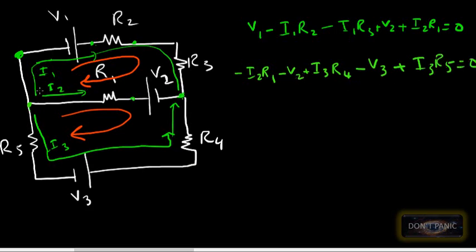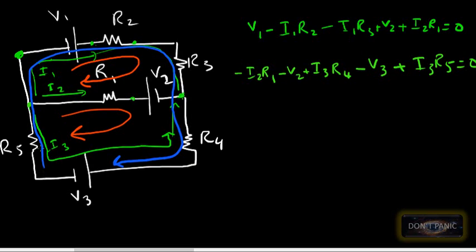Since you have two loops in this circuit, you can only have two independent loop equations. If you want, you can write another equation for this big loop. But what you're going to find is that if you add these two equations, you're going to end up with the equation that you would get if you were to write this equation. So we can do that.